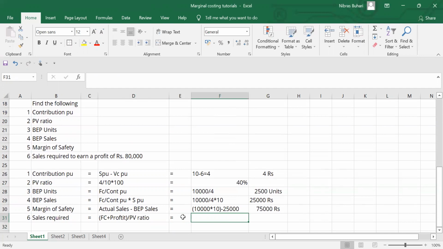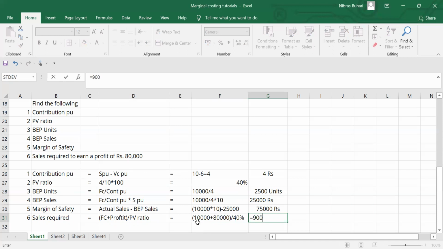So fixed cost is 10,000 plus profit, which I have asked there as 80,000, divided by 40%. So how much will it be?